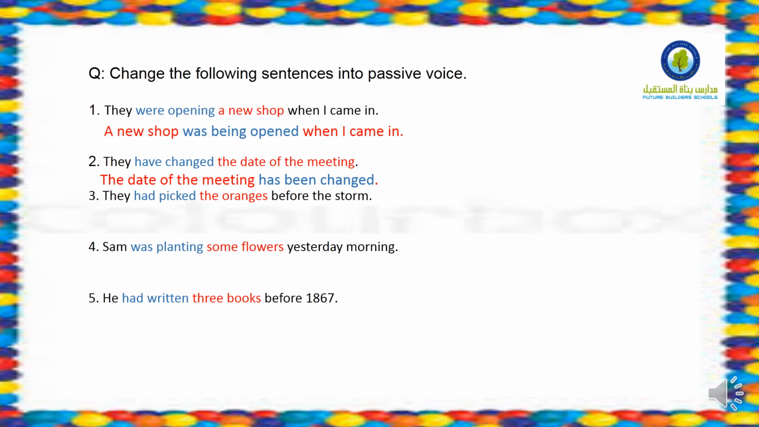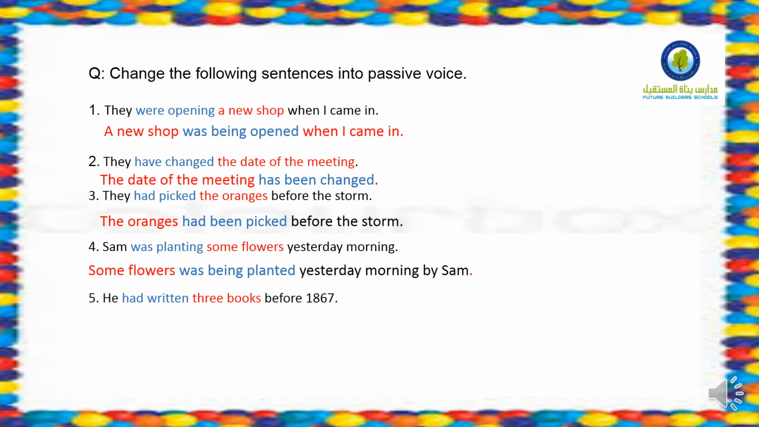Number 3. They had picked the oranges before the storm. You bring the object, the oranges, then had been picked before the storm. Yes, this is your answer. Had is for singular and plural. This is past perfect. Number 4. Sam was planting some flowers yesterday morning. You bring the object, some flowers, plural. So instead of was, we put were, as it is past continuous. Then when we have continuous, ing, being, then you add verb 3 from plant, planted by Sam, of course. So some flowers were being planted yesterday morning by Sam.